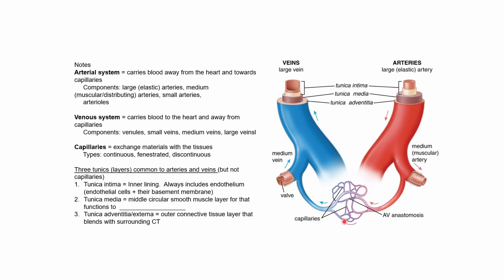So the main difference in the tunica intima, the inner layer, is that the veins have valves, especially in the upper and lower extremities. The veins have valves that allow one-way direction of blood flow towards the heart.